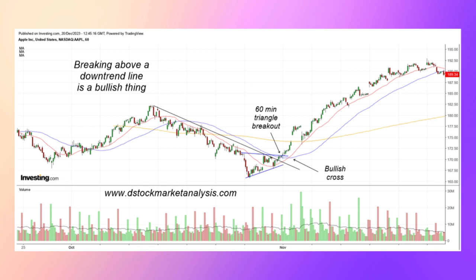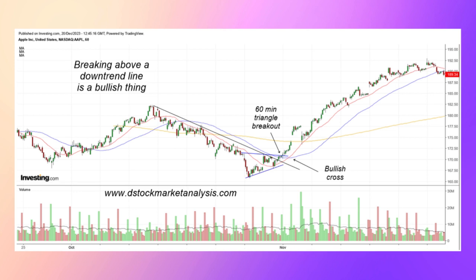And another thing that's going for this stock is it broke a downtrend line. You can draw the trend line connecting the various highs, and the moment it broke out of the trend line, this is a bullish occurrence.